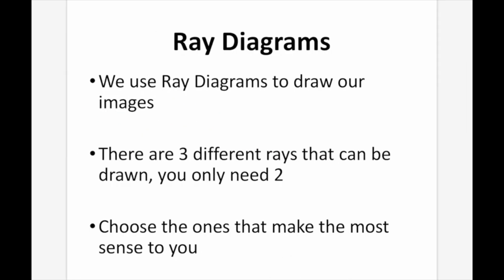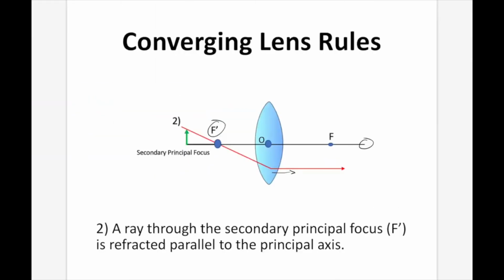Ray diagrams. We use ray diagrams to draw our images, just like we did for mirrors. There are three different rays that can be drawn, but you only need two. Choose the ones that make the most sense to you and the situation. So for instance, if our object was drawn in front of the secondary principal focus, you couldn't draw a ray through the secondary principal focus, so you wouldn't be able to use that rule in order to draw that diagram.